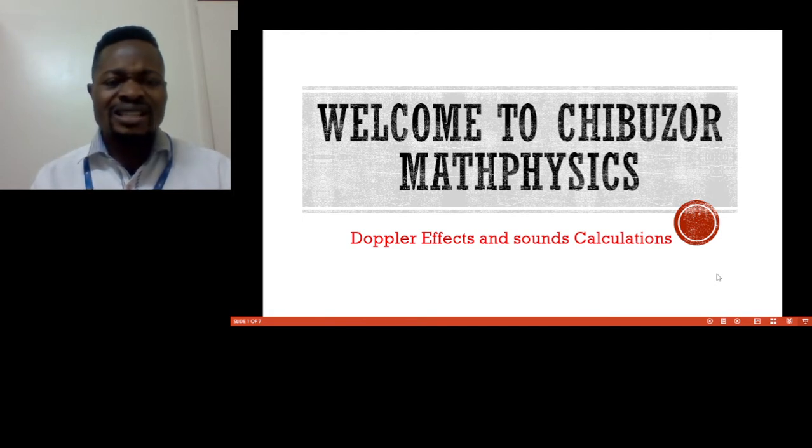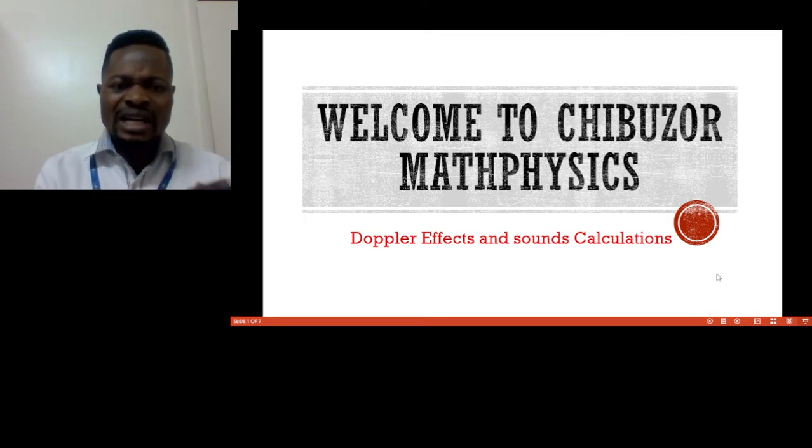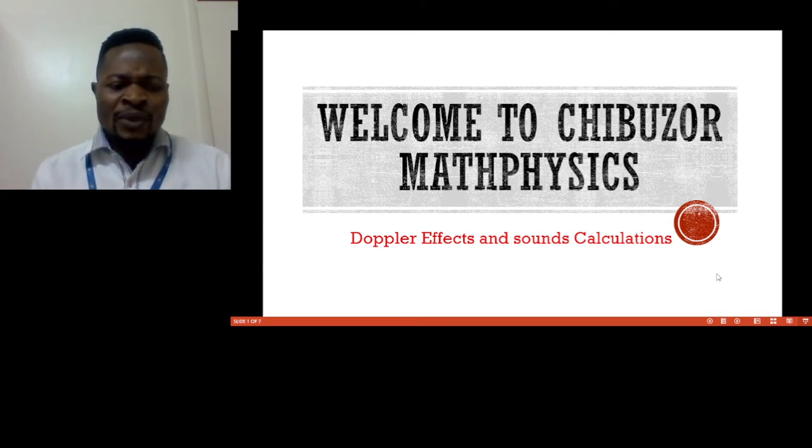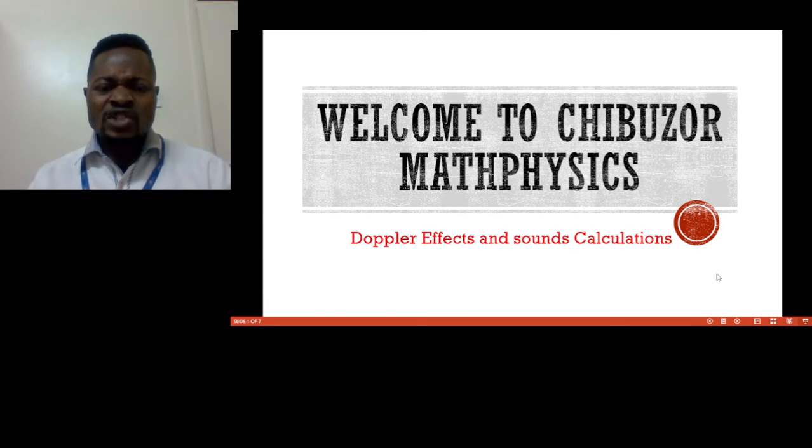So what exactly is Doppler effect? Doppler effect most of the time refers to the change in wave frequency during the relative motion between a wave source and its observer. So there must be a source and there must be the one observing. For instance, when a sound object moves towards you, the frequency of the sound wave increases. And when it moves away from you, it decreases.